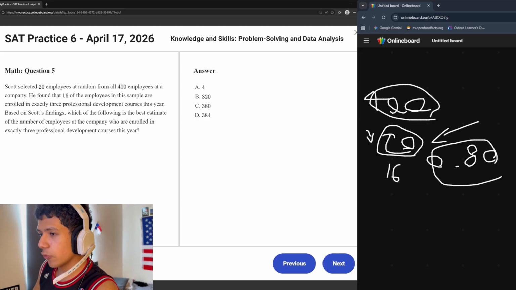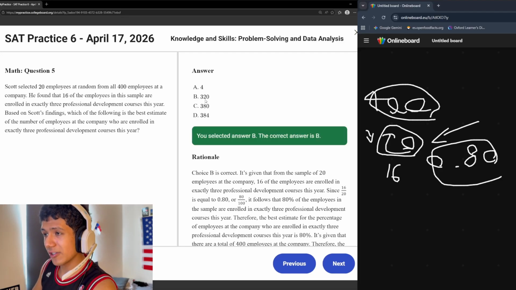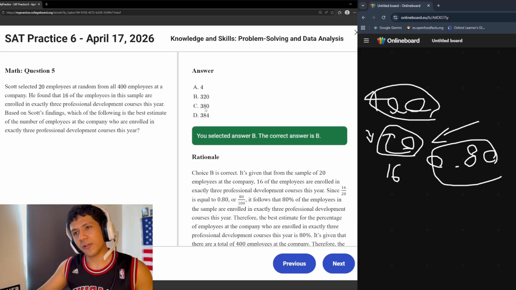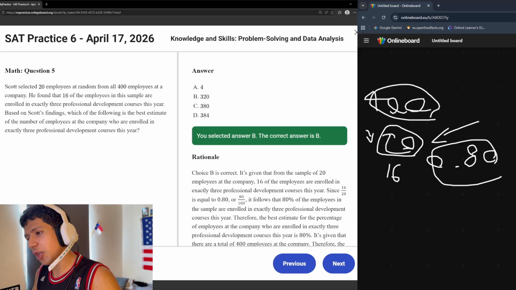0.8 times 400 will give you 320, which is 80%. 320 employees, option B, are enrolled in exactly 3 professional development courses this year.